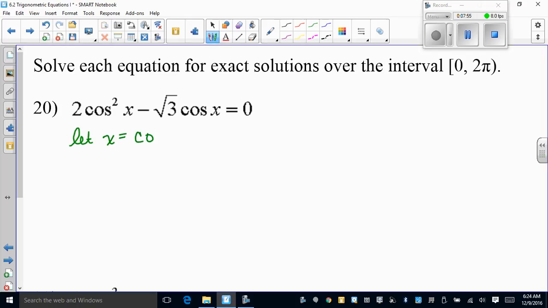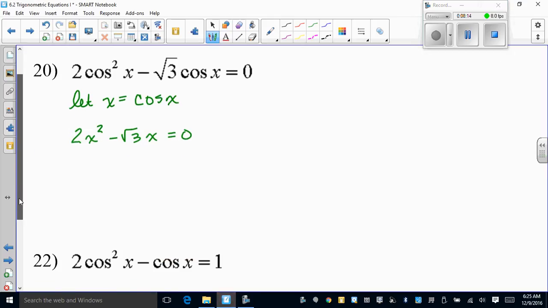Okay, anyways, let x equal cosine of x. So now this is 2x squared minus radical 3x equals 0. There's a common factor of x in both of these, so I'm going to factor out an x. So I'm going to put x times 2x minus radical 3 equals 0.